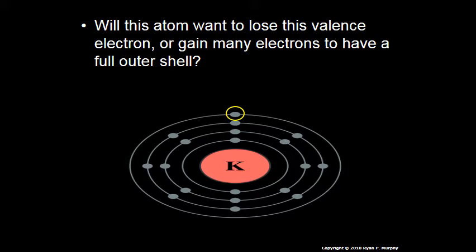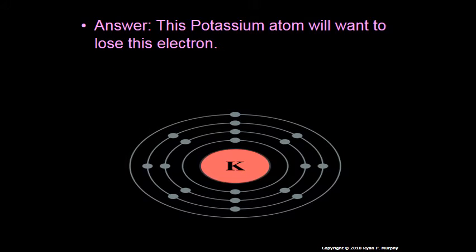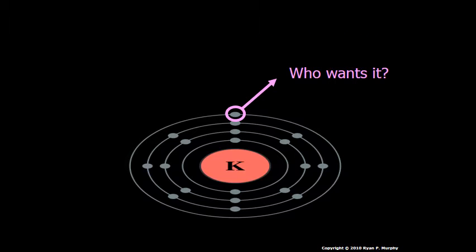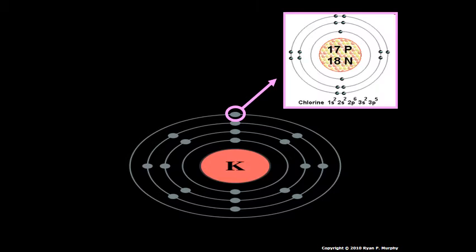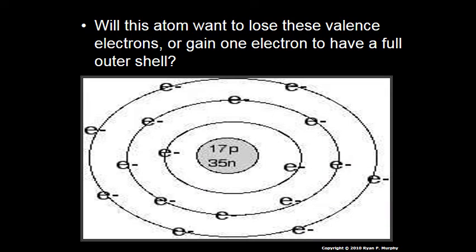Will this atom want to lose this valence electron or gain a whole bunch to try to fill up its outer shell? Well, just like a lot of you guys, atoms don't like to do a lot of work, so it would rather just give away that 1 electron. So who's going to want it? Well, somebody that is missing 1 electron, right? So somebody that has only 7 valence electrons and wants that 1 more. Somebody like this guy over here, chlorine.